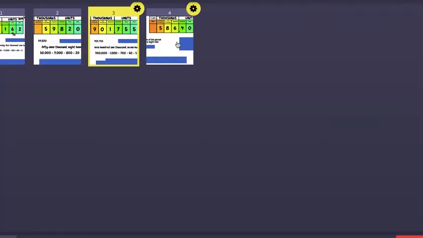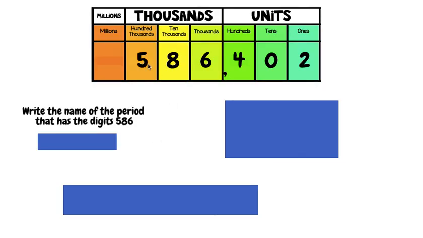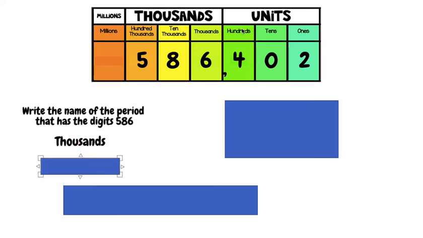All right, last one. We have our new number, 586,402. So we're going to answer some questions and see if we remember what some of those vocabulary words are. Write the name of the period that has the digits 586. So remember, the periods are those chunks of 3 numbers. So what period has 586 in it? Is it the ones period or the unit period or the thousands? Hopefully you got the thousands period.